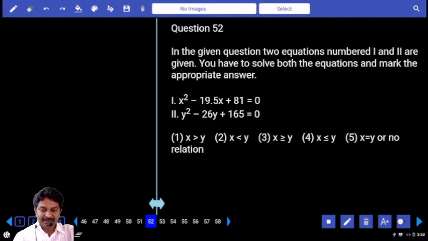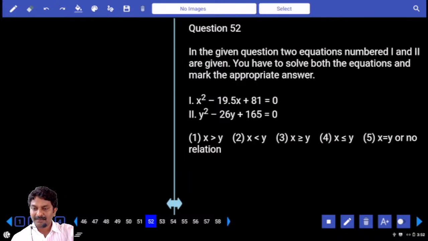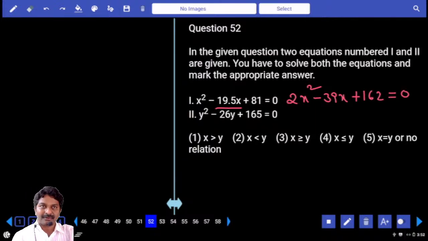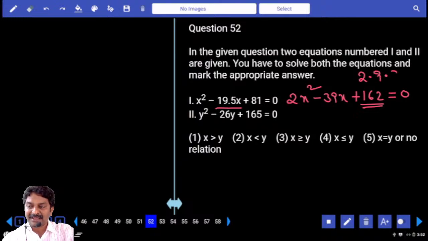Right. Quadratic equation. There is a decimal here. Don't get confused. Try to eliminate the decimal by multiplying the entire equation by 2. It becomes 2x squared minus 13x plus 162 equals 0. Followed? 162 can be written as 2 into 81. 81 can be written as 9 into 9 again.